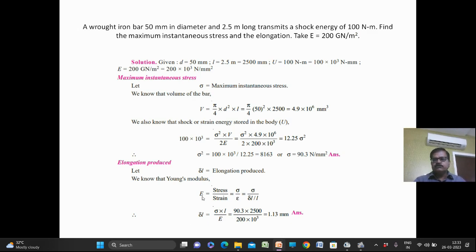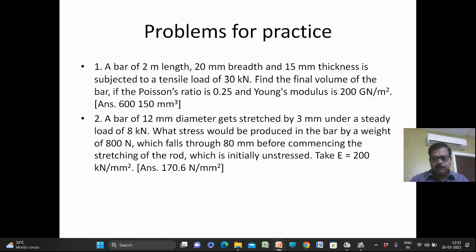That strain and the corresponding change in length we can calculate from the expression. Young's modulus is equal to stress by strain, and strain is delta L by L, the change in length to the original length, and we need delta L. So for delta L we write sigma into L by E. Sigma is the stress 90.3, L is 2500 mm, and Young's modulus is 200 into 10 to the power of 3. So the change in length, or elongation produced in this case, is 1.13 mm.